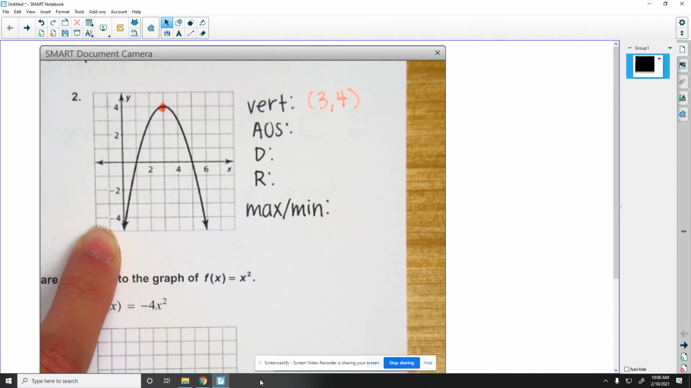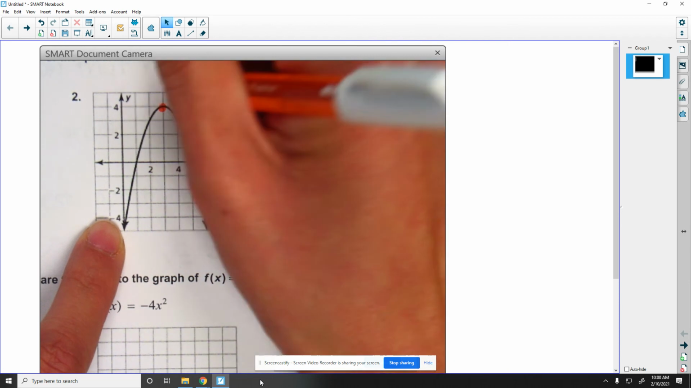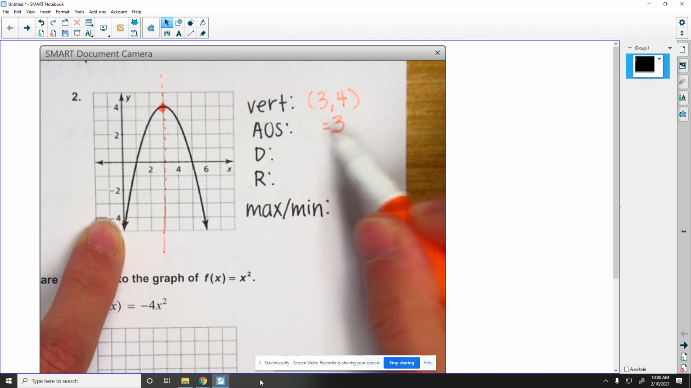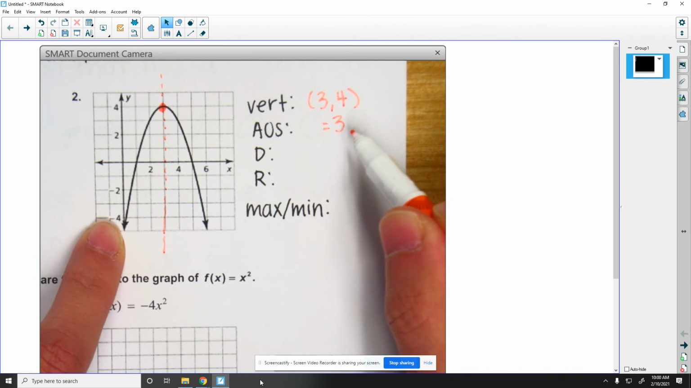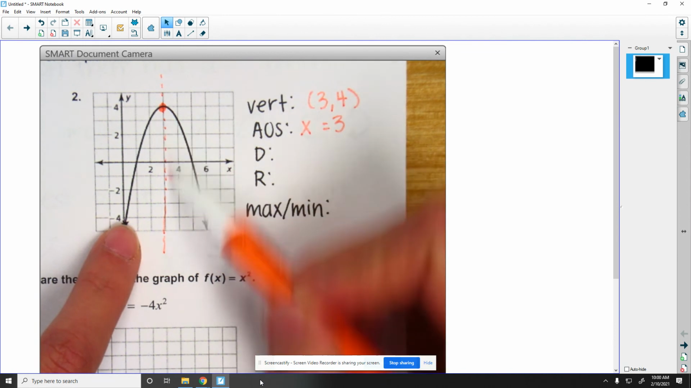AOS. Does someone online think they know the AOS? 3. Yes. So remember how we just said it is the number 3, but it's not a number, it's a line. So something equals 3. X equals 3. It's the line X equals. It's not Y equals because it's always reversed, that letter.